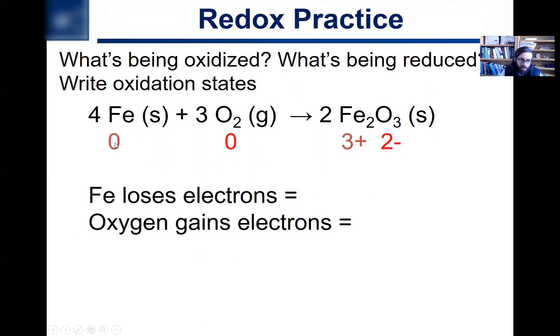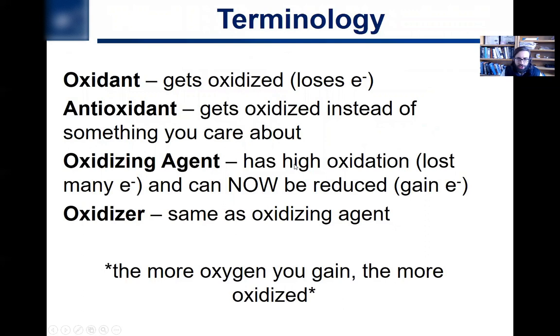What happened? Iron lost electrons because it went from 0 to +3. It got oxidized, so oxidation occurred. Oxygen got reduced. It went from 0 to 2-, it gained electrons, so reduction. There's some terminology that can be a little confusing with this, but it's very common that I will use this terminology later in the course, and other people will, just because it's so deeply ingrained in chemistry.